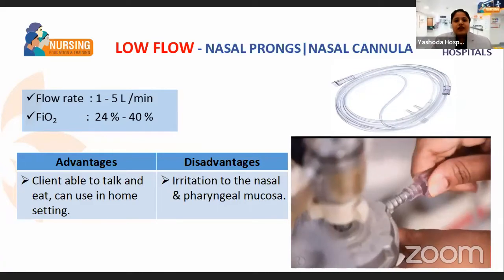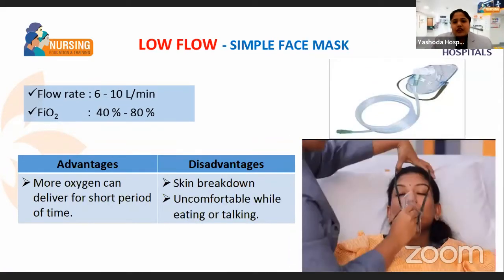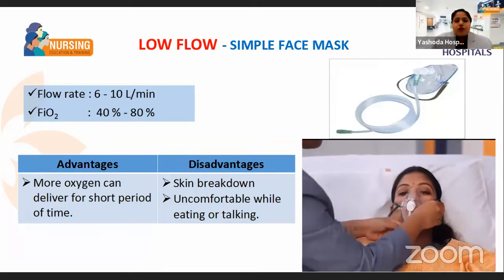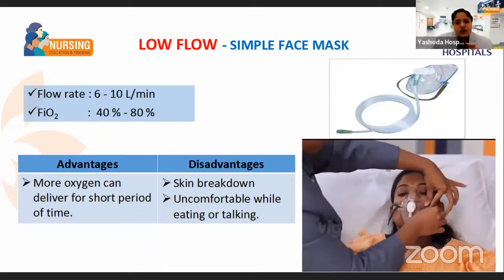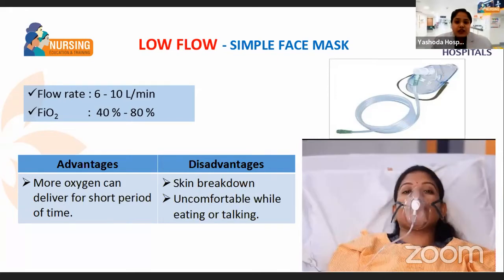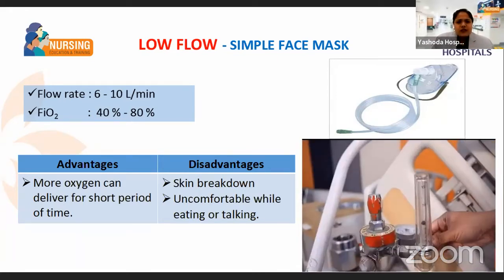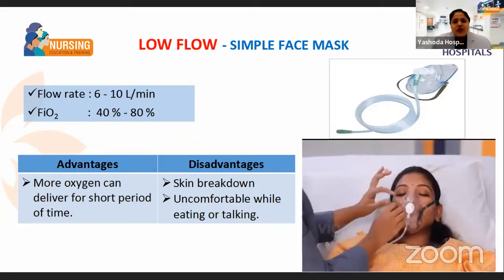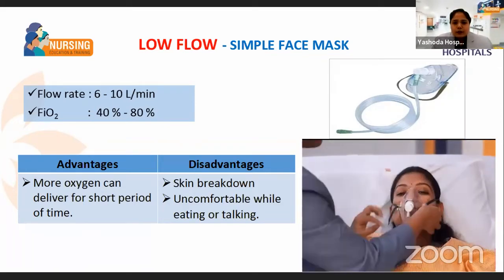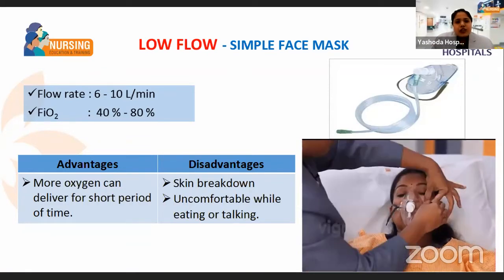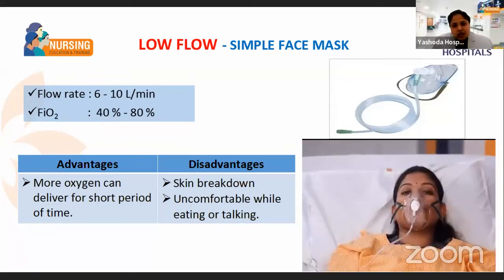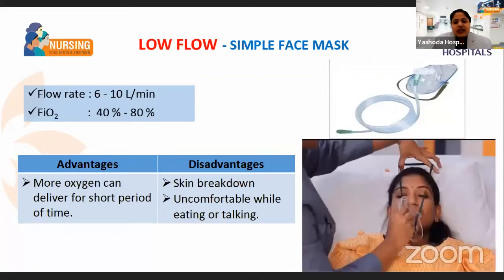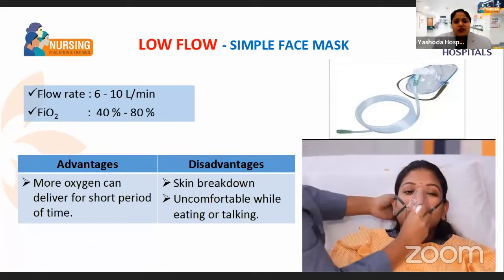The next one is simple face mask, where it will deliver a flow rate of 6 to 10 liters per minute, and FiO2 is 40 to 80%. So after fixing the mask, you have to adjust the mask very carefully. Here also you're noticing it's a normal mask. Then what is the difference between nasal cannula and the simple face mask? What is the difference that you're going to notice over here? Comparatively to the nasal prongs, you are supplying a little amount of extra oxygen for the patient. And the main disadvantage over here is the patient cannot eat normally.